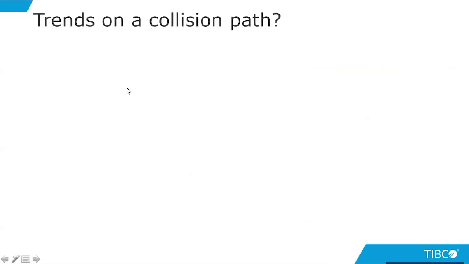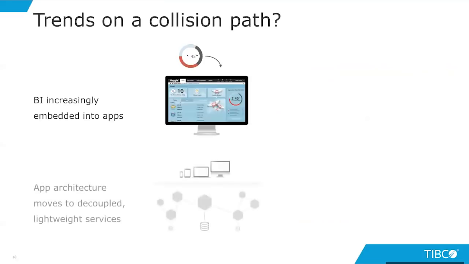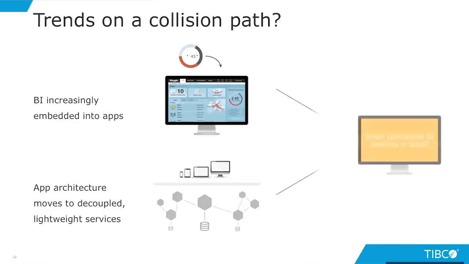Okay, so let's take a look now at some trends on a collision path. We talked about BI being increasingly embedded in applications. And again, here's the familiar illustration from our customer from the first couple of slides. We have app architecture, which is moving to decoupled lightweight services, as we just saw within the cloud native environment. So what if we took the two and combined them together? We had the ability to embed directly into modern web-deployed applications, and at the same time took advantage of this new component decoupled lightweight service cloud-native architecture.